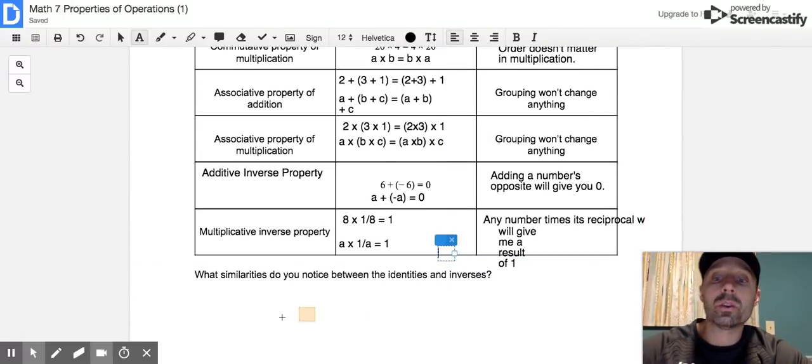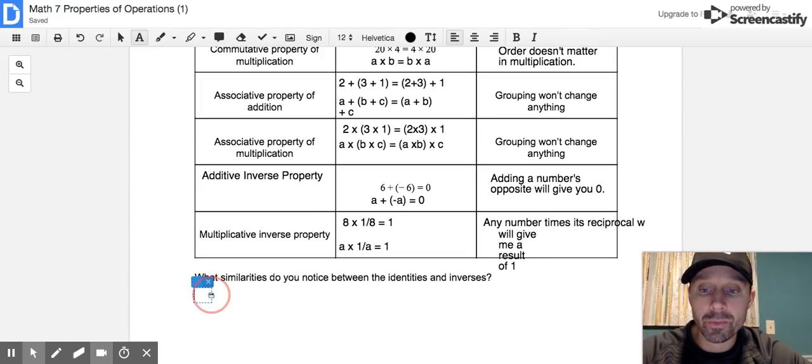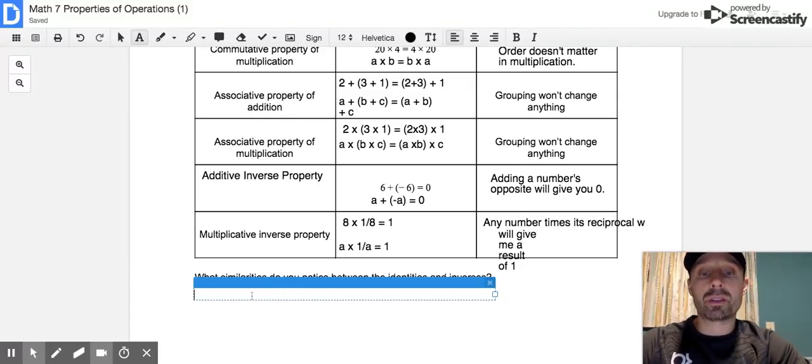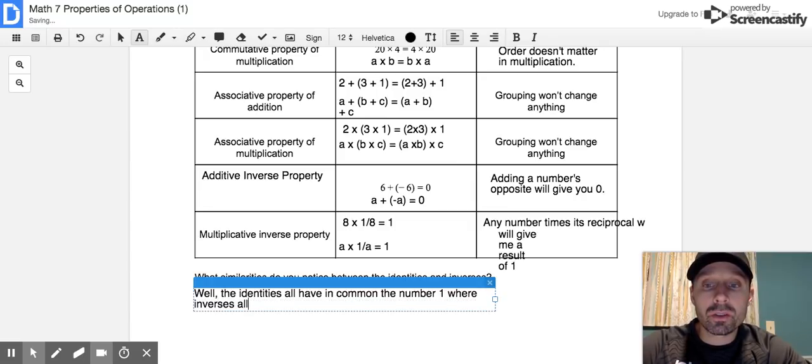All right, moving down here, what similarities do you notice between the identities and the inverses? Well, the identities all have in common the number 1, where inverses all have the number 0 involved.